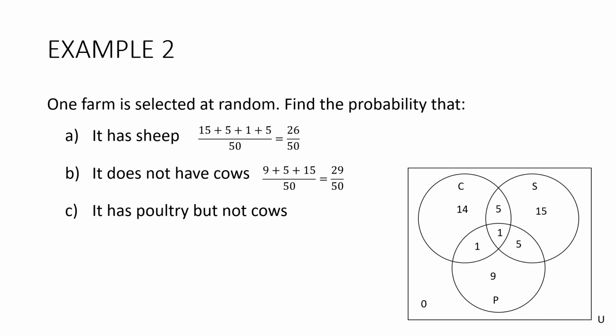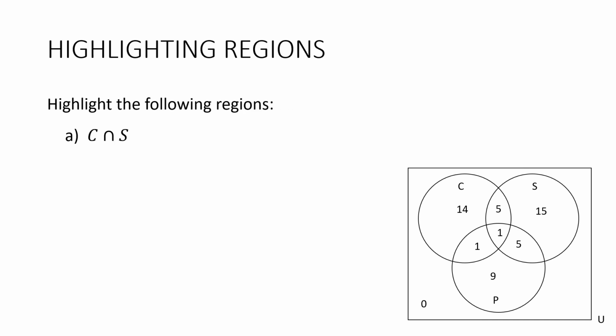And then finally, it has poultry, but not cows. So poultry, but not here. So here and here, 9 plus 5 is 14 out of 50. We could also be asked to highlight regions in a 3-set Venn diagram. So highlight the region, the intersection of C and S. Well, that must be here.